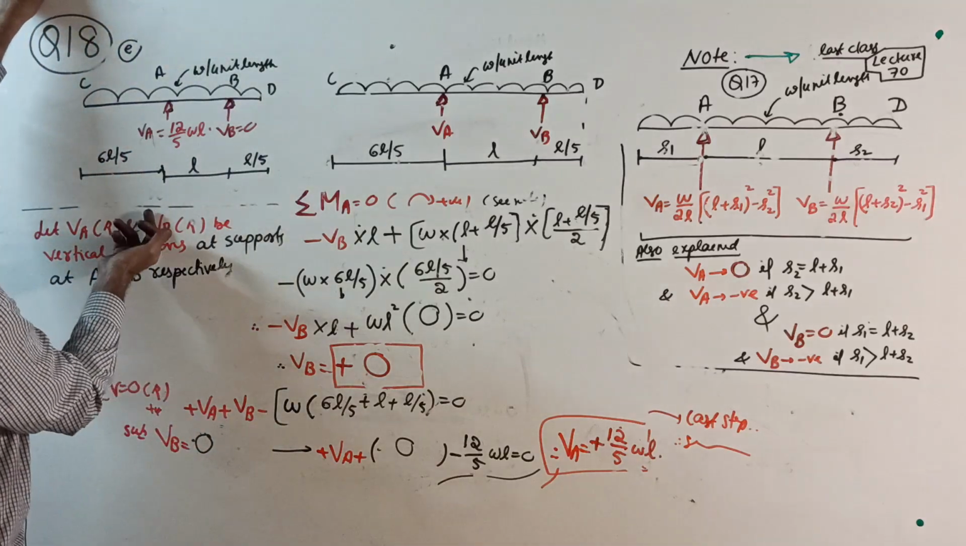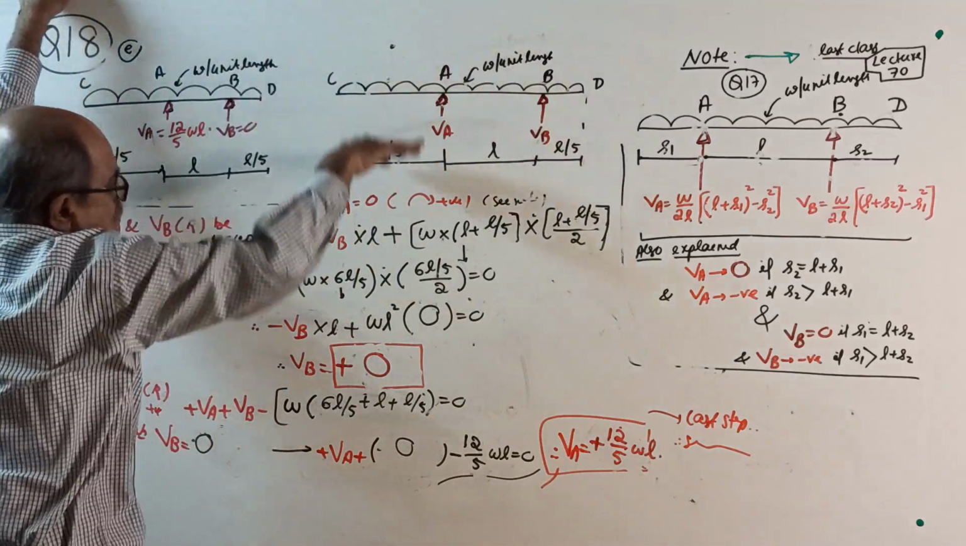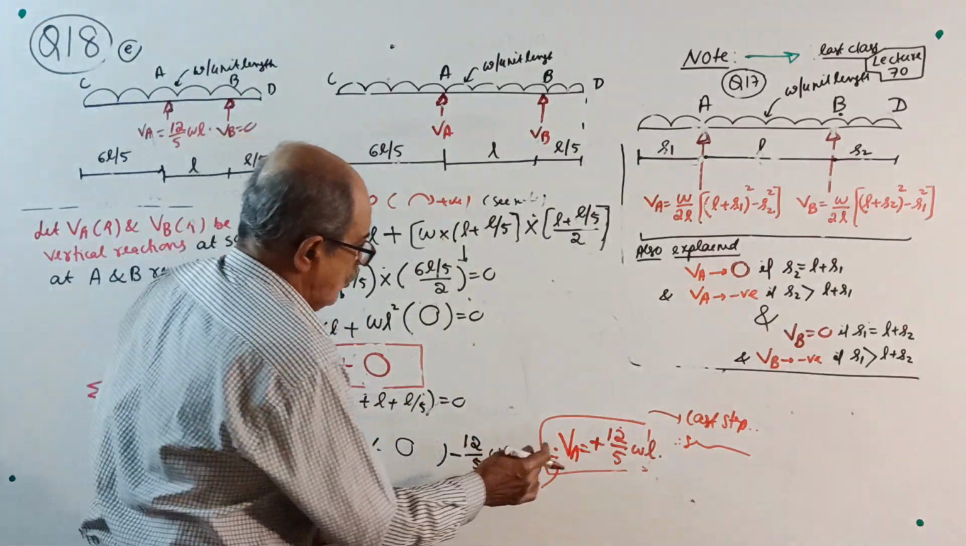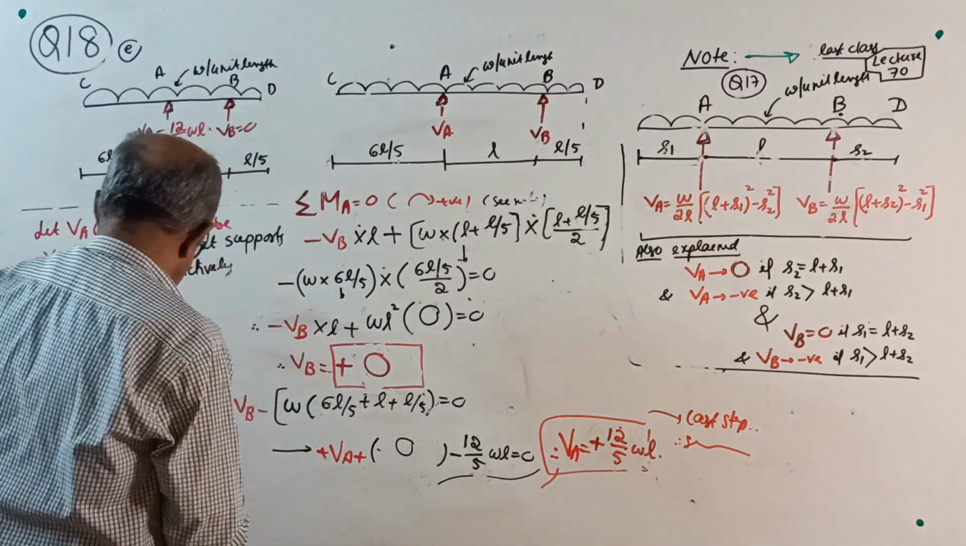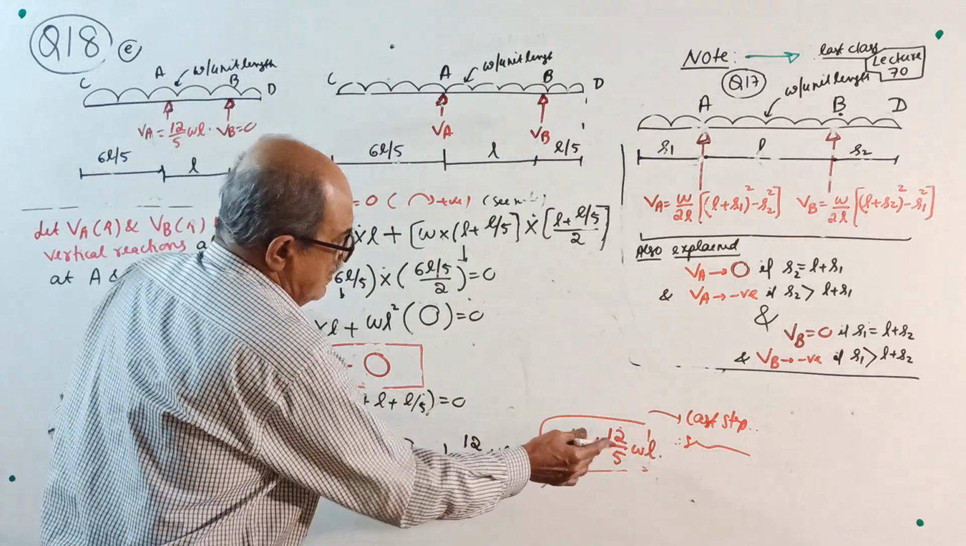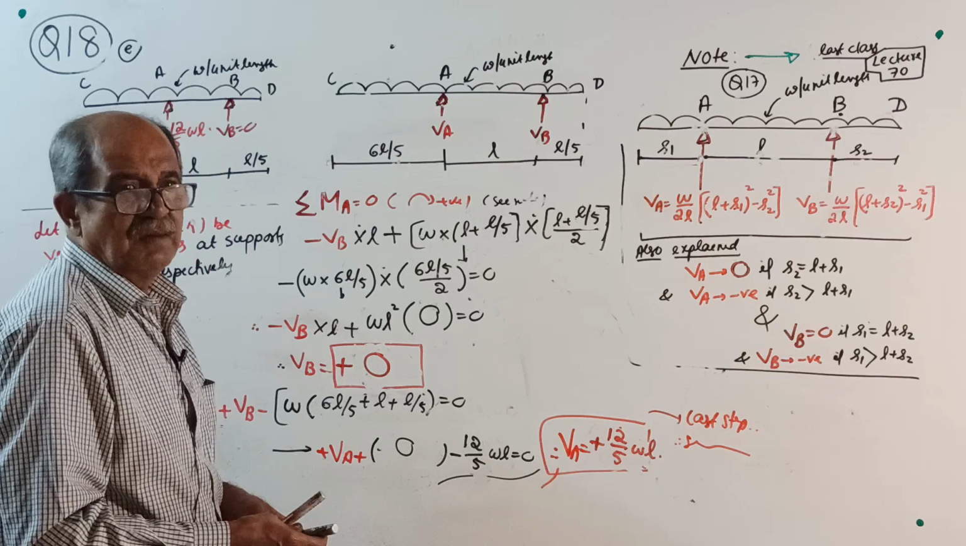Substitute in sigma V equal to 0: VA plus VB minus total load equal to 0. Substitute VB equal to 0. Then VA will come as 12 by 5 WL.